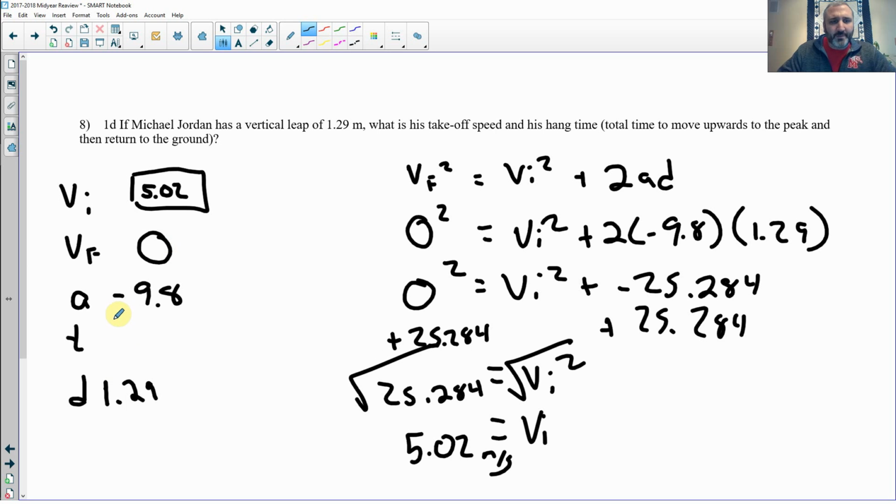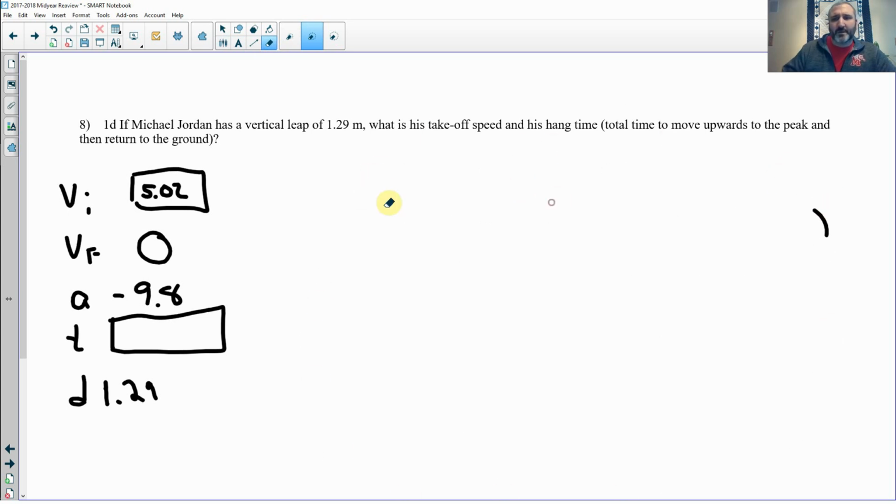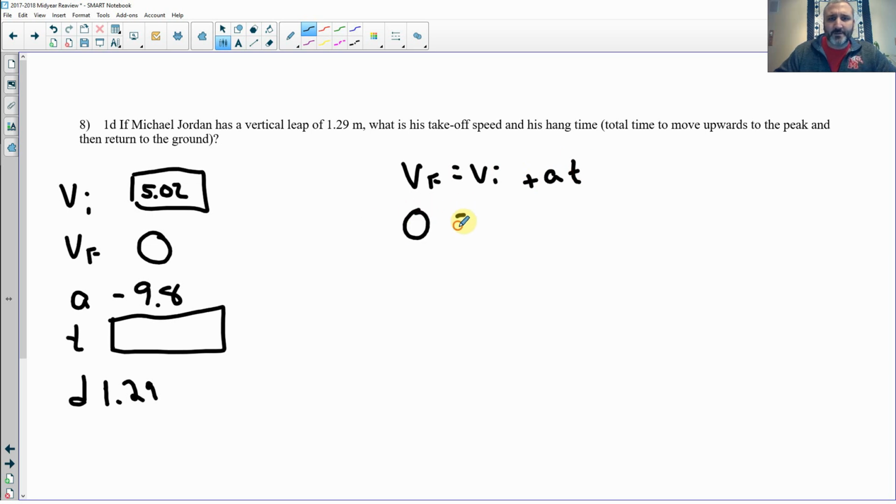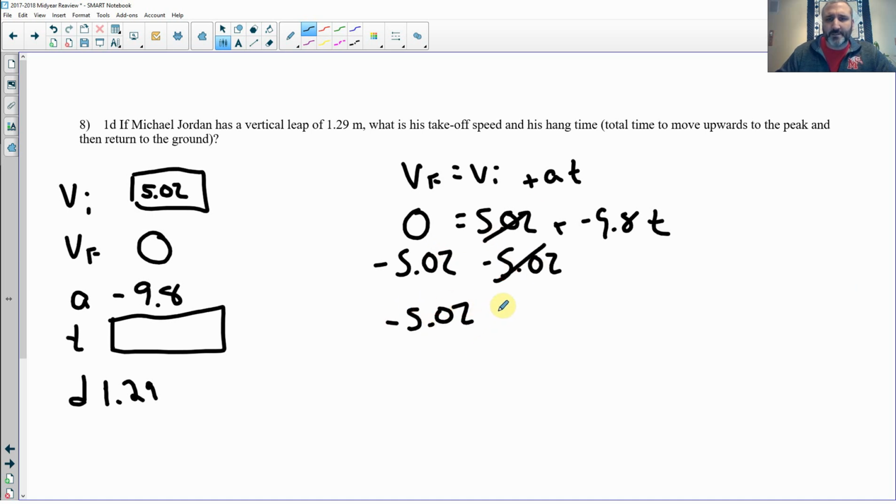So now that we got that, we should be able to figure out the time. I hope that part made sense. Now I can use any equation that has t in it. And for my money, I think the easiest one to use is going to be VF equals VI plus AT. So 0 equals 5.02 plus negative 9.8 t. I'm going to subtract 5.02 from both sides. So that'll be negative 5.02. Those guys cancel. Equals negative 9.8 t.